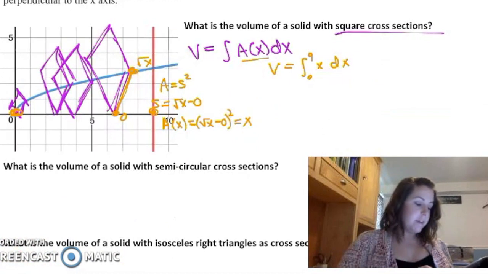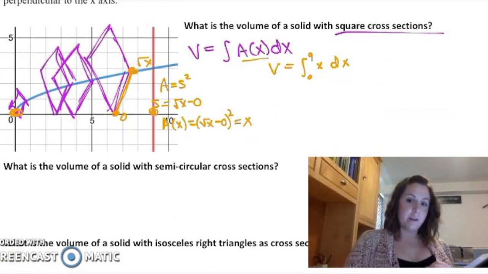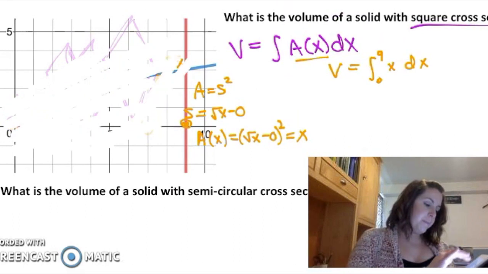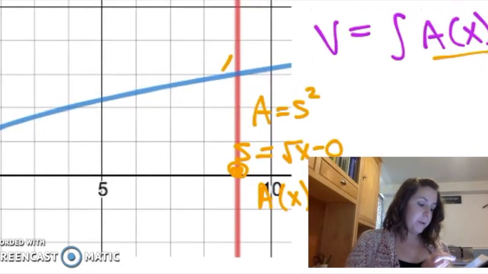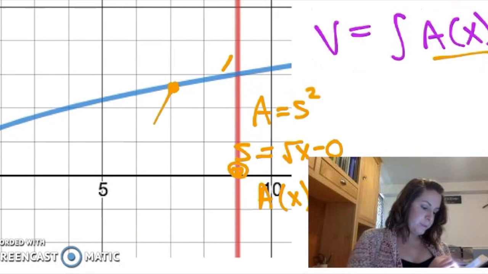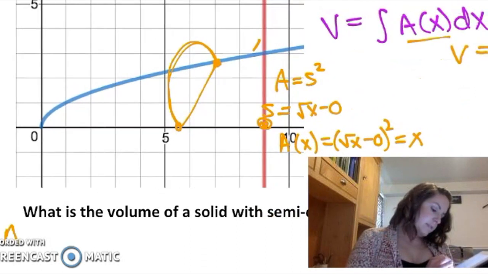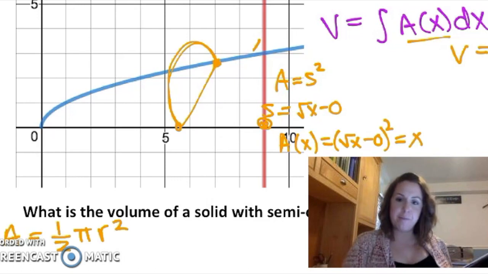Okay, let's try another one. What if we use semicircular cross sections? Same region, right? Same region, but now instead of putting squares on it, I'm putting semicircles on it. Those are going to look like this, right? The area of a semicircle here is 1/2 pi r squared, right? 1/2 pi r squared.